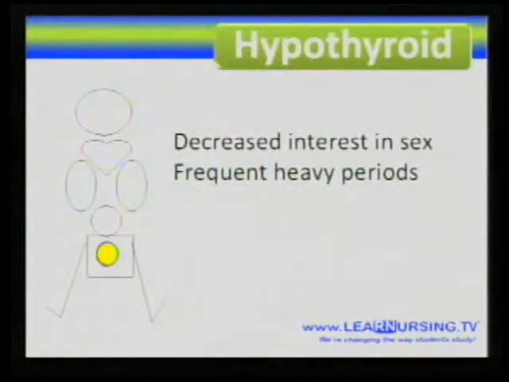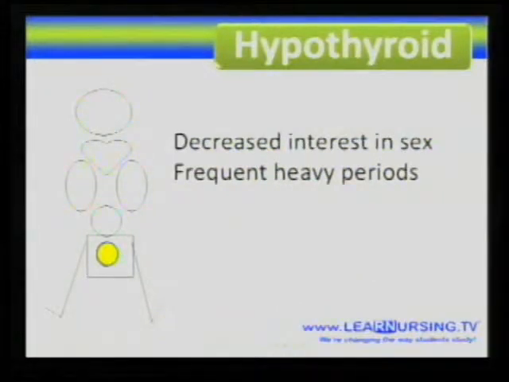Okay, let's look at the urinary tract. And they have a decreased interest in sex. They're not interested in life, let alone in sex. That takes a lot of energy, and they don't have it to give. But they can also have frequent heavy periods. So you need those things with wings and strength if you're dealing with hypothyroidism.